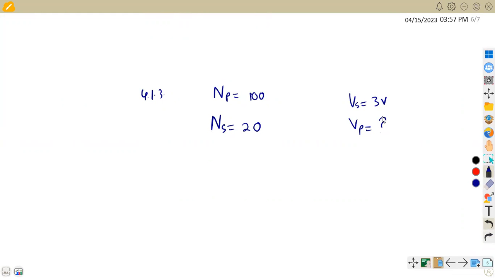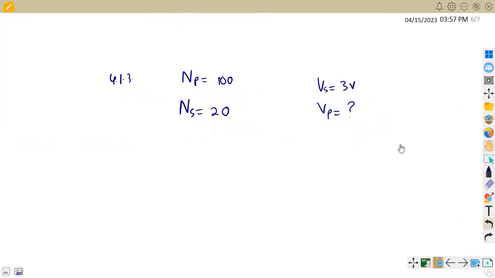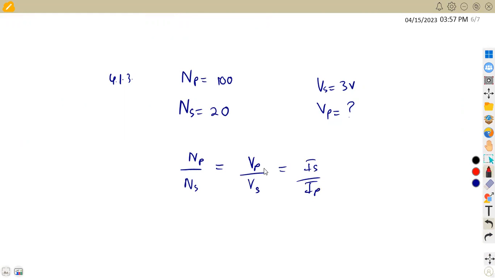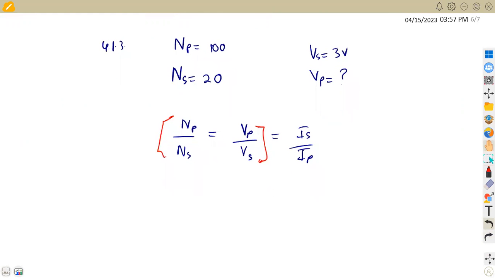Remember from your turns ratio or your transformer equation that you can equate the ratio for number of turns. Np over Ns is equal to Vp over Vs, which is equal to Is over Ip. In this case, we are referring to what we have, that is the number of turns and the voltage. So we can work with this, and we are going to solve for this.